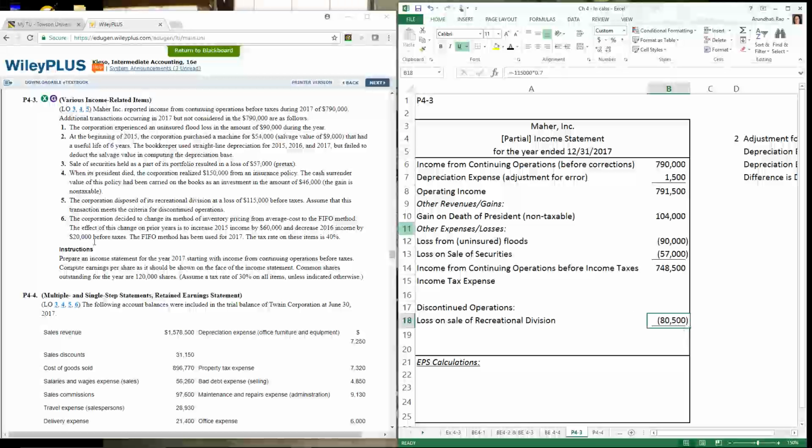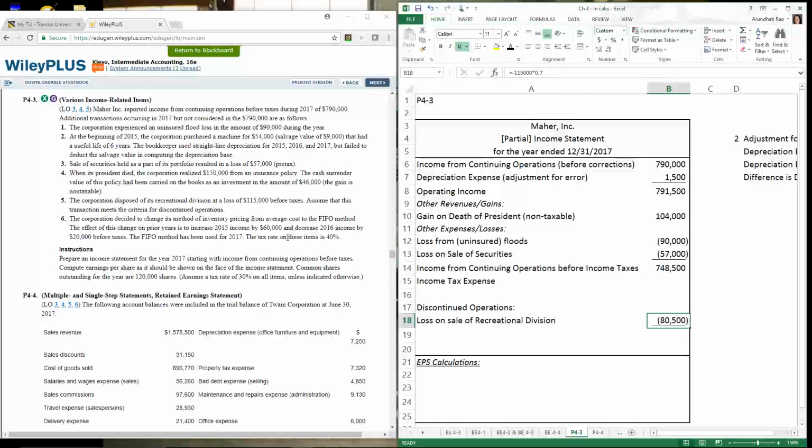In number 6, we are told the corporation decided to change its method of inventory pricing from average cost to FIFO method. The effect of the change on the prior years is to increase 2015 income by 60, decrease 2016 income by 20 before taxes. The FIFO method, that's a new method we're going to use, has been used in 2017. The tax rate on these items was 40% in the last 2 years.